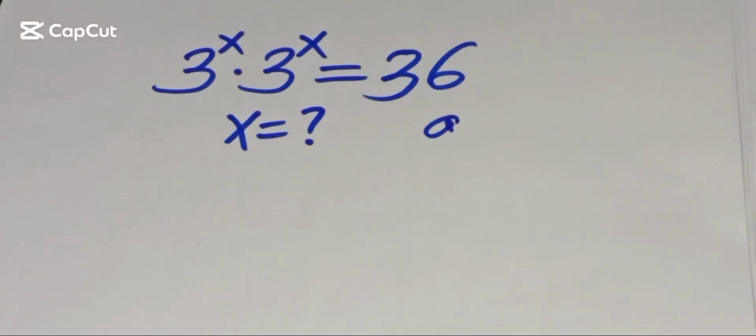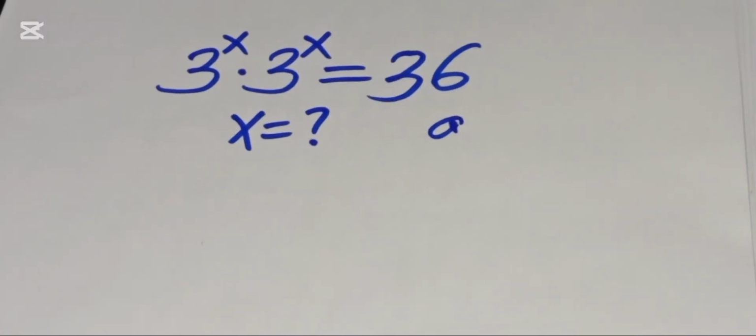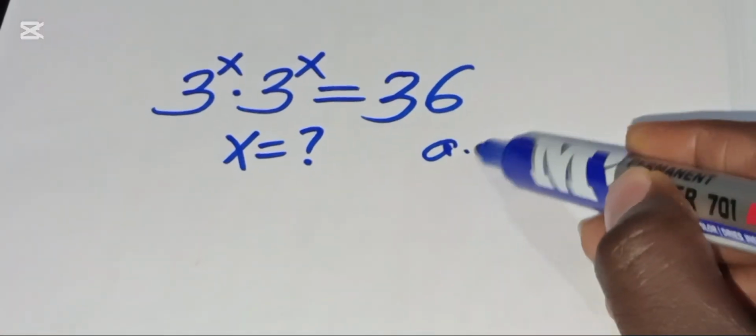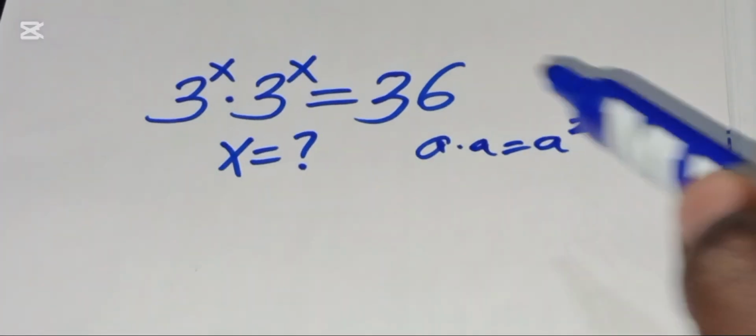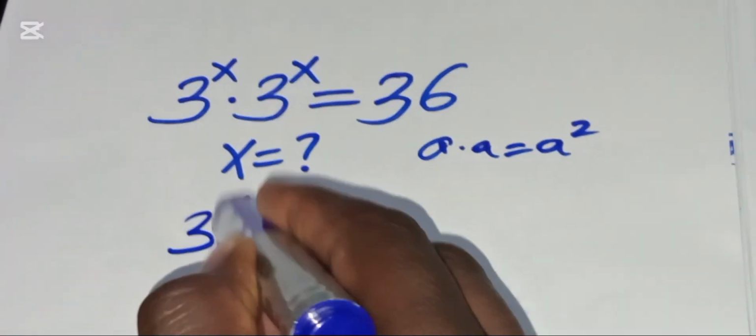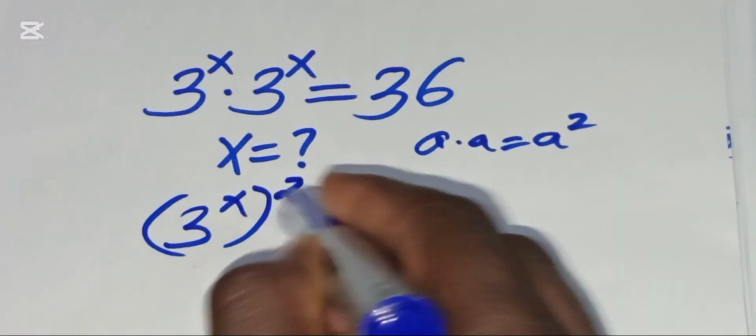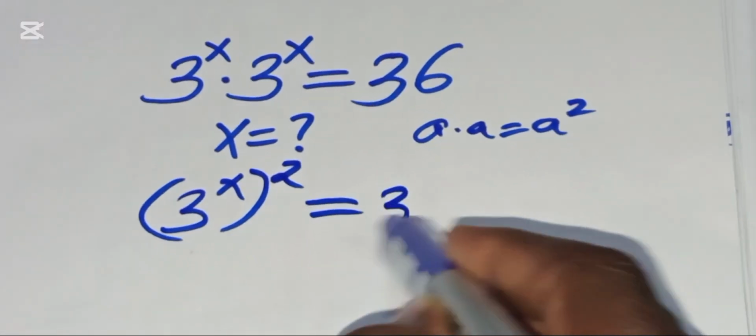Now 3 raised to the power x multiplying by 3 raised to the power x is in the form of a multiplying by a, which is actually a squared. Okay, so this means that this is 3 raised to the power x, all raised to the power 2. This is equal to 36.